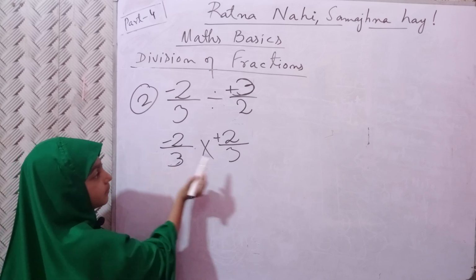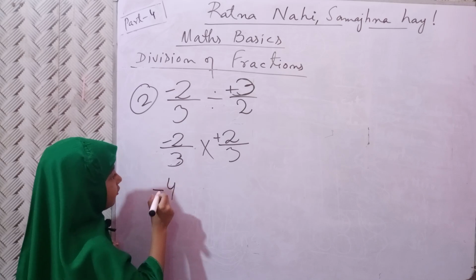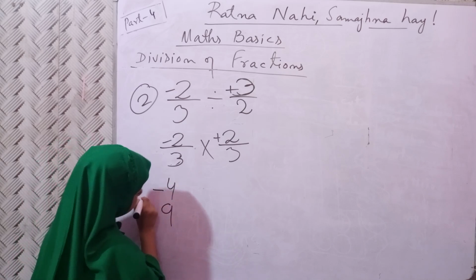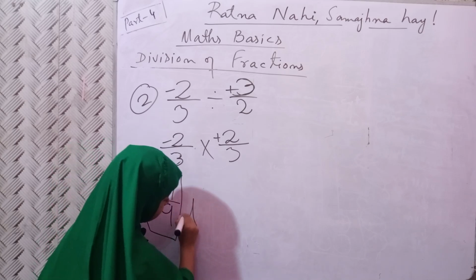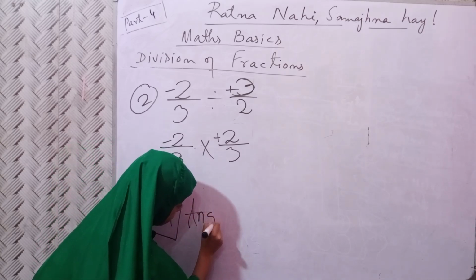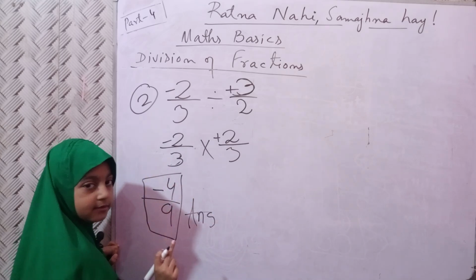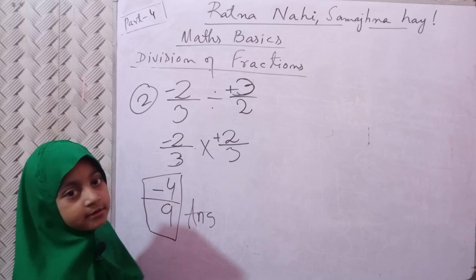Okay? Minus plus a minus. 2 2s are 4, 3 1s are 3, 2 3s are 9... 3 3s are 9. It is not cutting. That's why it is our answer. Look at the difference. There is minus 4/9 as the answer. Now it is minus 4/9 answer.